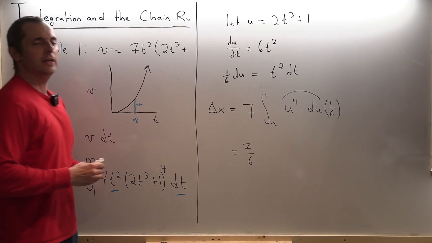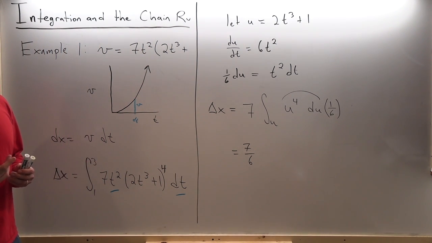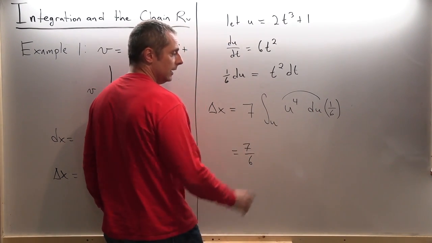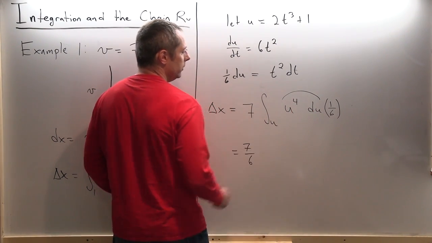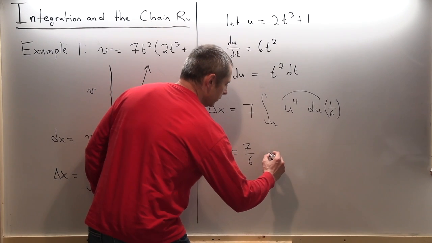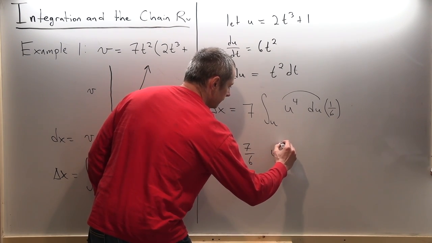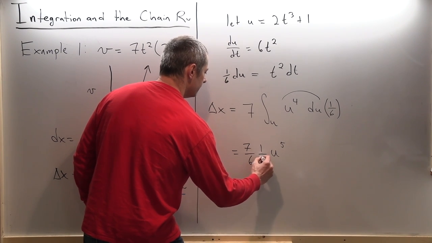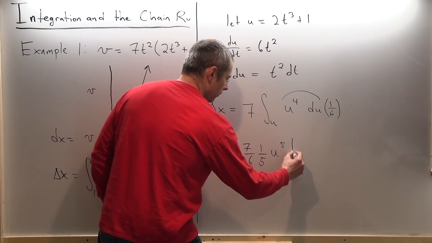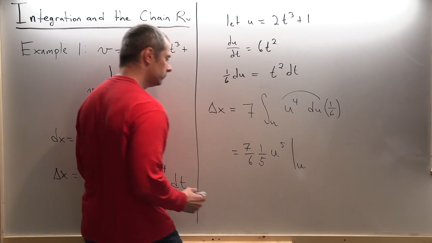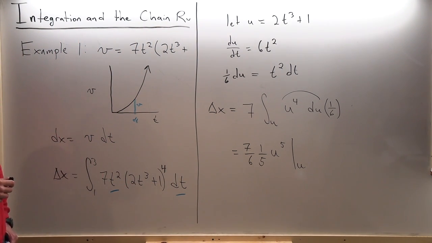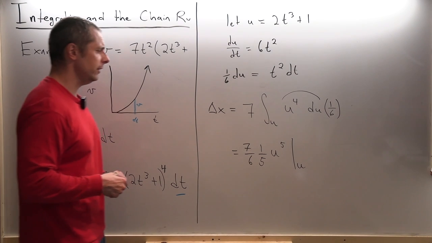U to the fourth du, I can use the power rule because it's just very simple in terms of u. So what I do is I add 1 to the exponent, making u to the fifth, and then dividing by 5 over our limits of u. So I have 7/30 with all the constants in the front.